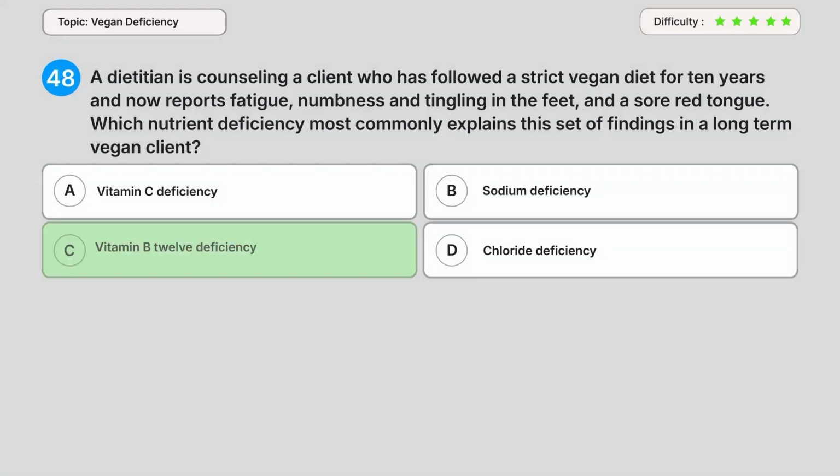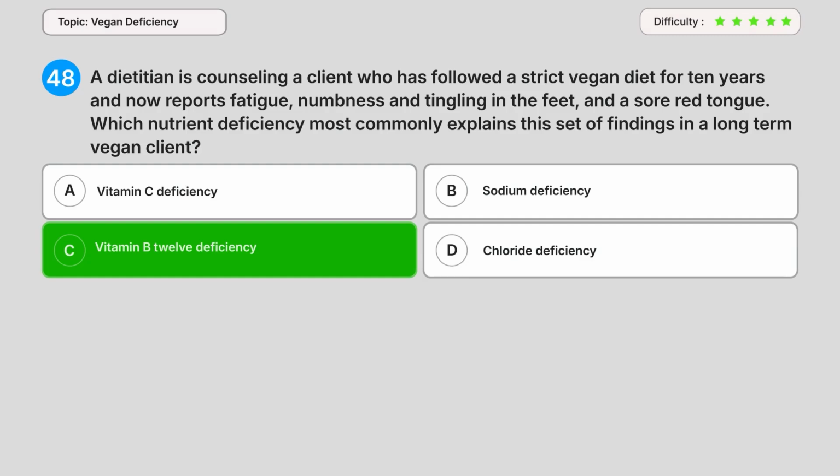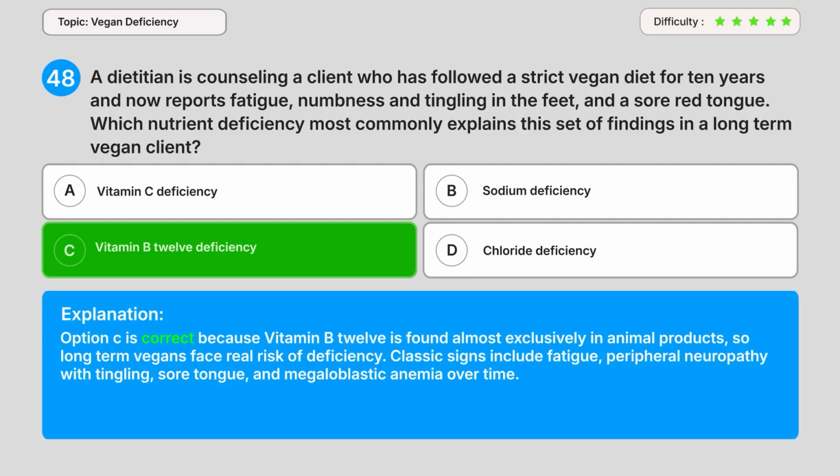Correct answer, C. Vitamin B12 deficiency. Explanation. Option C is correct because vitamin B12 is found almost exclusively in animal products, so long-term vegans face real risk of deficiency. Classic signs include fatigue, peripheral neuropathy with tingling, sore tongue, and megaloblastic anemia over time.